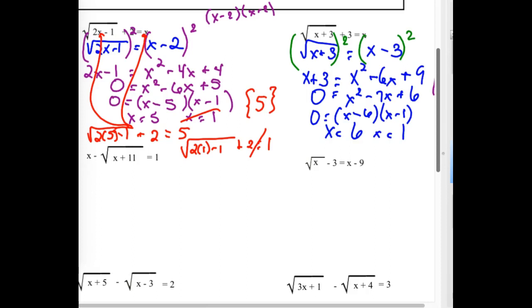All right, trying the 6. If we put a 6 in here, 6 plus 3 is 9. Square root of 9 is 3. 3 plus another 3 gets us 6, which is what we were supposed to get. Yes? So 6 works. If we put 1s in there instead, we have 1 plus 3. That's 4. Square rooting makes it 2. 2 plus 3 does not equal 1. So our 1 doesn't work. Our 6 does.